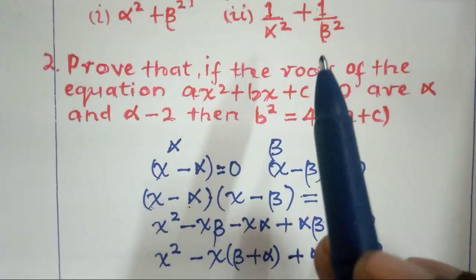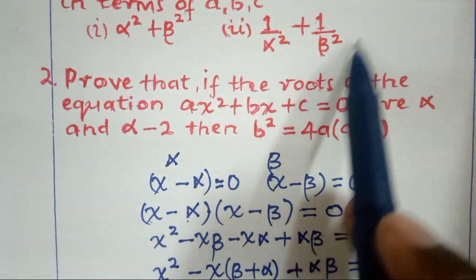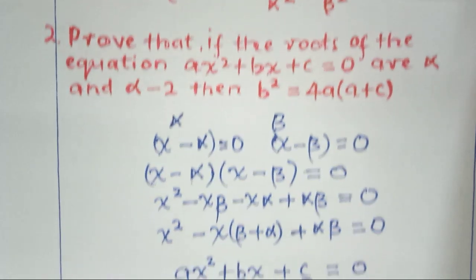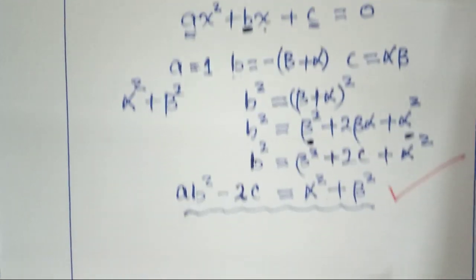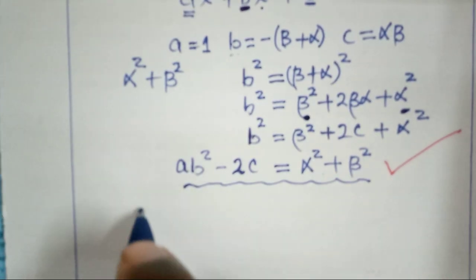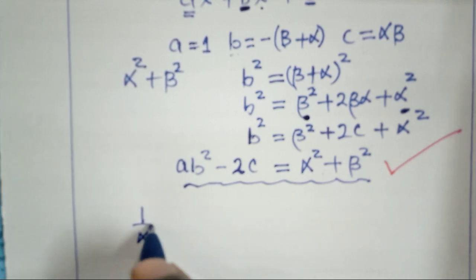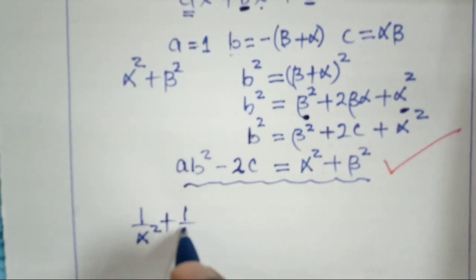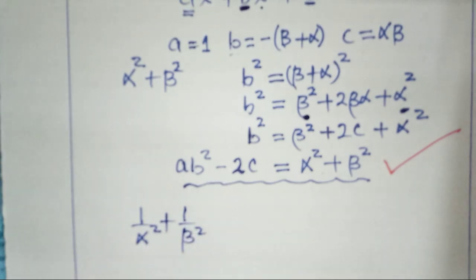Guys, we go to the next part, that is Roman 2. Let's find out what Roman 2 is. For Roman 2, we shall write what is required. The required is 1 all over alpha squared plus 1 all over beta squared.